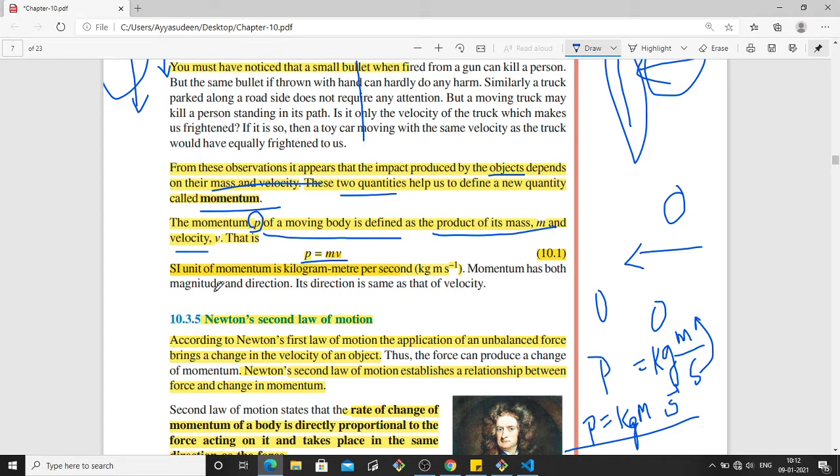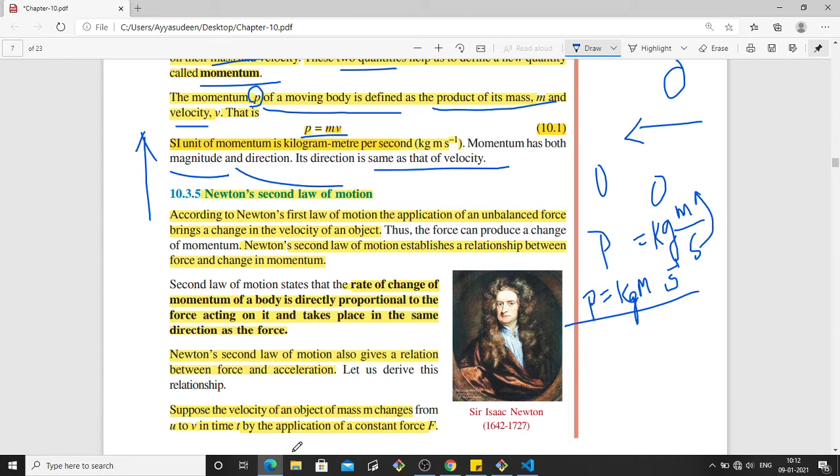So the momentum has both magnitude and direction. Its direction is the same as that of the velocity. The way the velocity points, that is the same direction. That you have to remember.